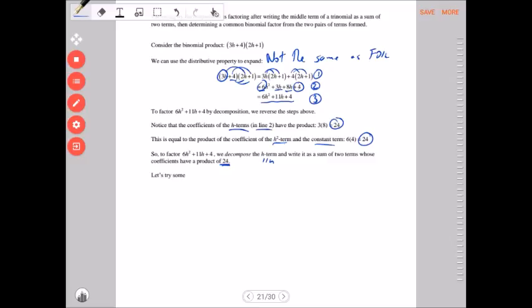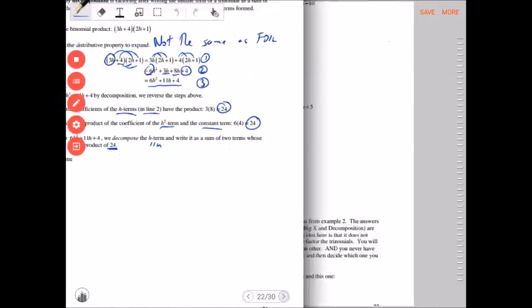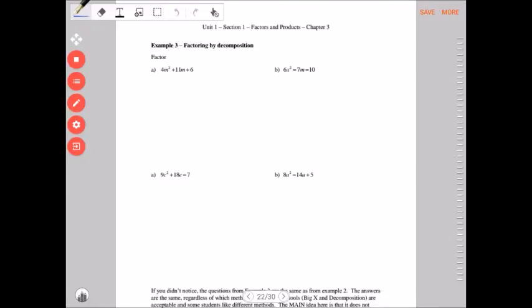So let's try some and see how this goes. Again, some kids like this better, some kids don't. If you like big X, stick with that. We're going to go through these examples and then we can go from there. All right, so first things first. 6 times 4 is 24.